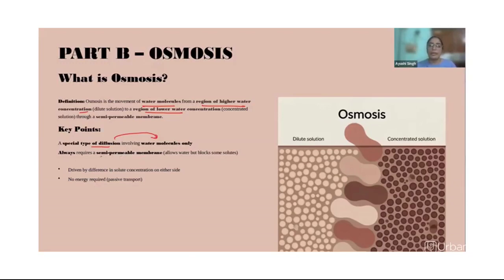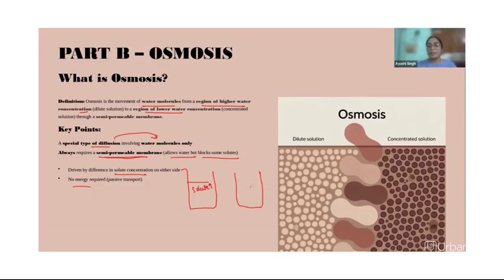Okay, always require a semi-permeable membrane. That means it allows water but will block other solute or ion or anything else. It also does not require any energy, and it is driven by the difference between the solute concentration. So for example, let's take, okay, here the solute is more. I hope you know now solute, okay, because I have taught you in our chemistry chapters. If you are not sure about it, go back and read the first, second chapter, and then you will understand this more.